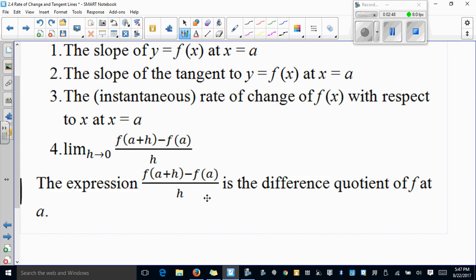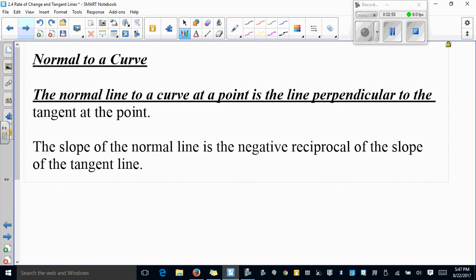Okay, the normal line to a curve at a point is the line perpendicular to the tangent at the point. The slope of the normal line is the negative reciprocal of the slope of the tangent line. Something you guys already knew.